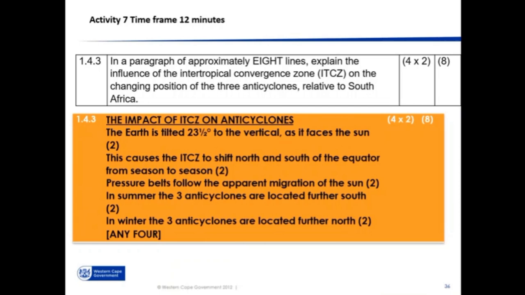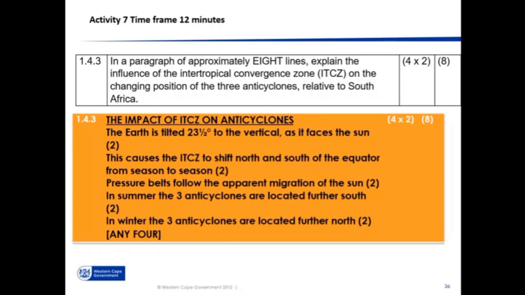In summer, the three anticyclones are located further south of South Africa. That is during summer. Remember now, the sun is over the Tropic of Capricorn, and the ITCZ also moved south. So that pushes the three high pressure cells further south. In winter, the three anticyclones are now located further north. Remember, now it moves northwards, and that is why the anticyclones also move north. So that is your answer there, ladies and gentlemen.